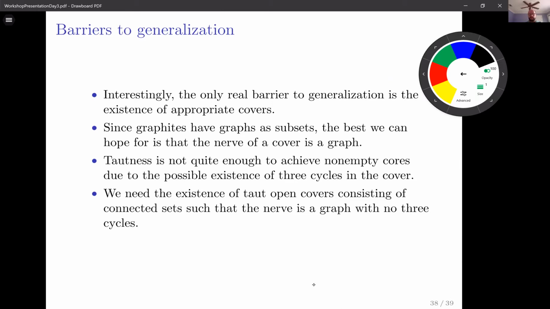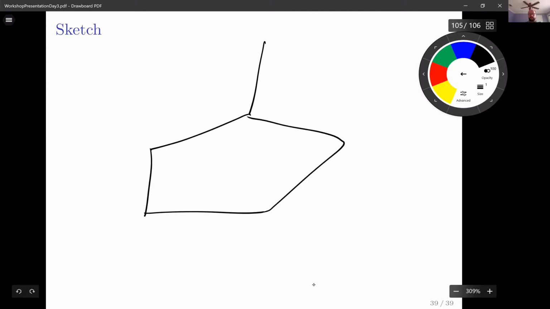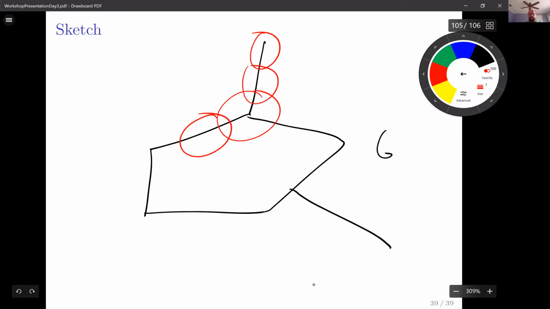I don't have a ton of time, but I can sketch a quick idea of how this might work. Maybe the graph that we want to map onto is something relatively simple like this. Okay, so this is the graph G that we retract onto. So we can easily cover G, like we did with the dendrite earlier. We can cover G with connected open sets easily enough. And we can do this with whatever mesh we like so that things are nice.